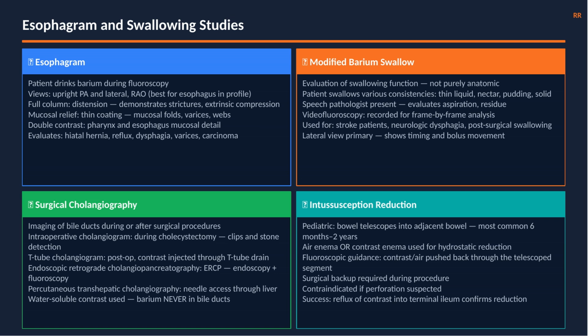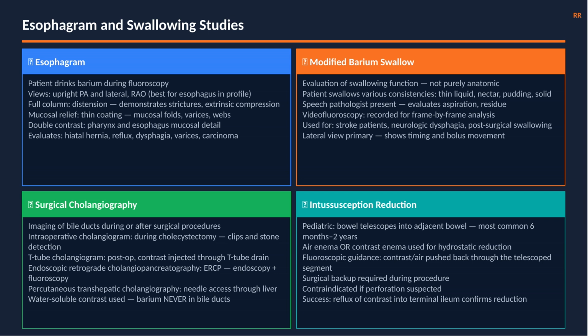The Valsalva maneuver. Patient bears down, can demonstrate hiatal hernia. The Trendelenburg position plus abdominal compression, used to demonstrate reflux. Modified barium swallow. Not a purely anatomic study, a functional swallowing evaluation. The patient swallows various consistency levels: thin liquid, nectar thick, pudding thick, and solid.